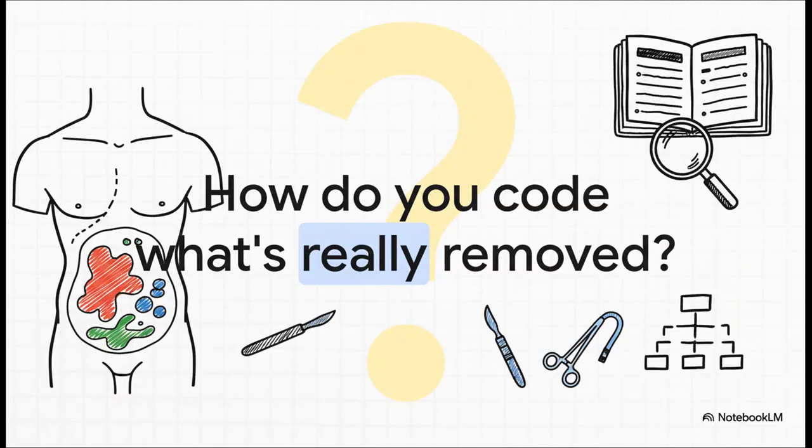So here's the big question, right? A surgeon goes in, removes a bunch of tumors from the abdomen. You get the operative report and it looks complicated. How in the world do you translate that complex surgery into the right CPT codes? It can feel a little overwhelming, for sure. But don't you worry, we're going to give you a really clear framework to follow.